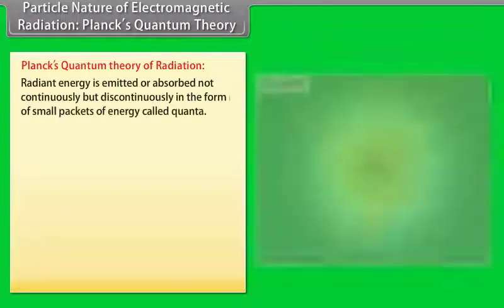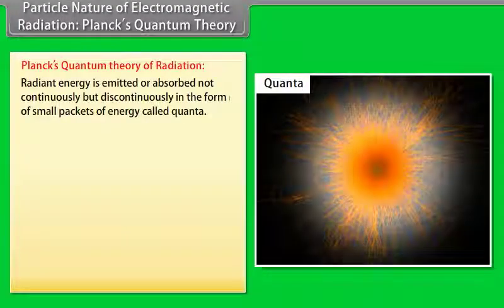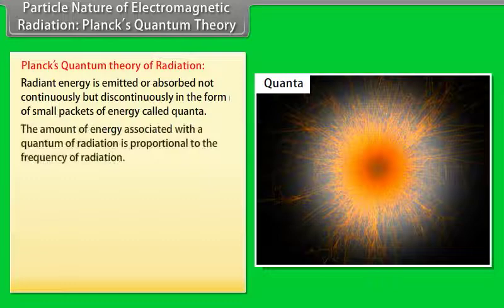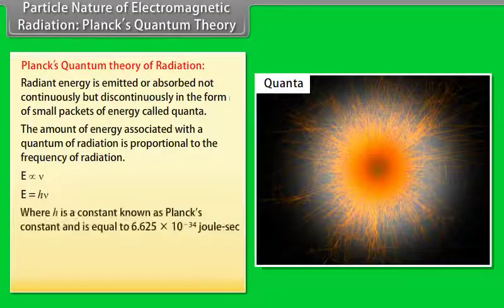Particle nature of electromagnetic radiation. Planck's quantum theory. Planck's quantum theory of radiation. Radiant energy is emitted or absorbed not continuously but discontinuously in the form of small packets of energy called quanta. The amount of energy associated with a quantum of radiation is proportional to the frequency of radiation, where h is a constant known as Planck's constant and is equal to 6.625 into 10 raised to the power minus 34 joule second.